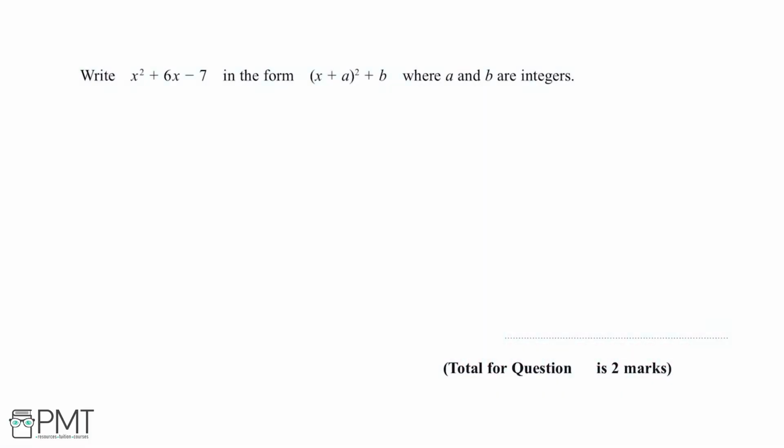Write x squared plus 6x minus 7 in the form (x plus a) squared plus b, where a and b are integers. So this is something which is called completing the square, and the general formula for an equation in this form is (x plus b over 2) squared minus (b over 2) squared plus c. Now this may look complicated at first, but this is a little bit easier to see when we do the question. So we've been told to write x squared plus 6x minus 7 into this form.